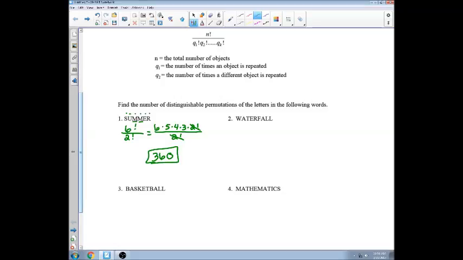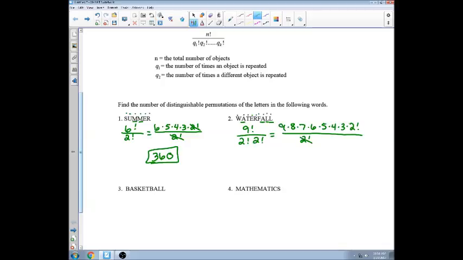Let's look at waterfall. Waterfall, I have 1, 2, 3, 4, 5, 6, 7, 8, 9. So I have 9 factorial over. How many things repeat? Well, the letter A repeats twice, so I have 2 factorial. Is there anything else that repeats? W doesn't repeat, T doesn't repeat, E, R, F, nope, but L does. So again, another 2 factorial. If I write this out, I have 9 times 8 times 7 times 6 times 5 times 4 times 3 times 2 factorial over 2 factorial.